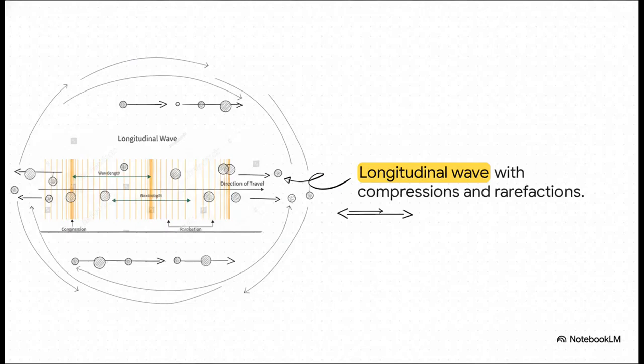Let's connect that definition right to the visual. Because the particles here are vibrating parallel to the energy transfer, meaning they're really just shuffling back and forth in the exact same direction the wave itself is moving, we don't get those physical peaks and valleys. Instead, this parallel vibration creates bunched-up regions, which we call compressions, and spread-out regions, which are called rarefactions.